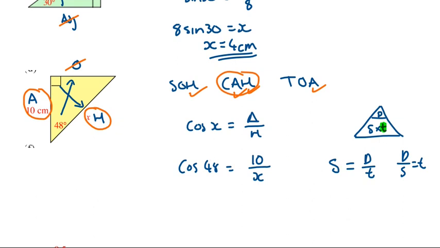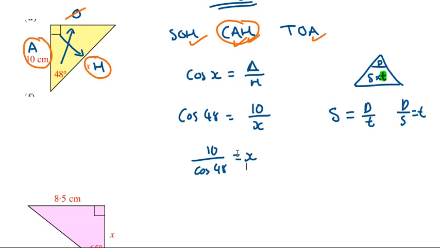What we're going to end up with for our next step would be 10 divided by cos of 48 equals x. Now what I've actually done there is I've moved the x up and then divided by the cos of 48. So it's like these two have switched places. So please be careful when you're doing that rearrange. That's the one that most people find tricky.